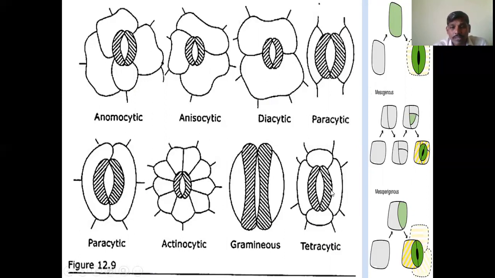Tetracytic means two guard cells are surrounded by four subsidiary cells which are arranged such that two are parallel and two are above and below the guard cells. In this way, this is called tetracytic. In the graminaceous members, the dumbbell-shaped cells are there. And actinocytic means a number of subsidiary cells surround the guard cells, arranged in a radial or radiating manner. So that is called actinocytic.